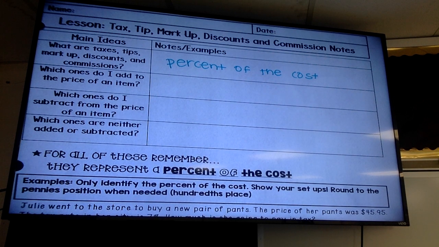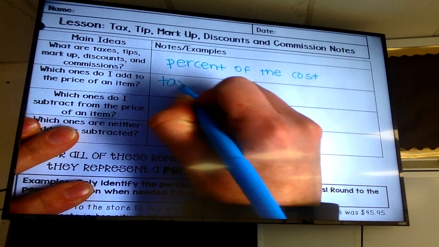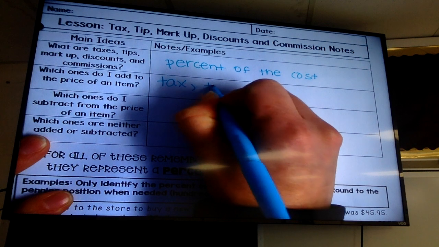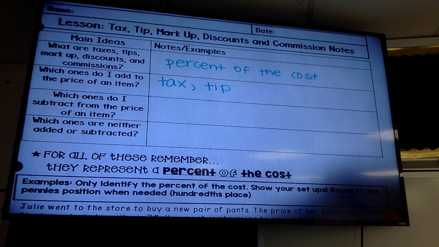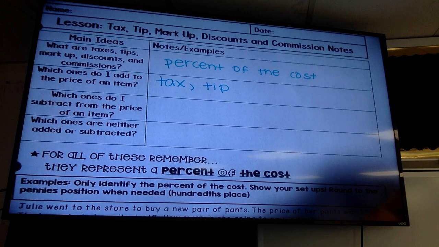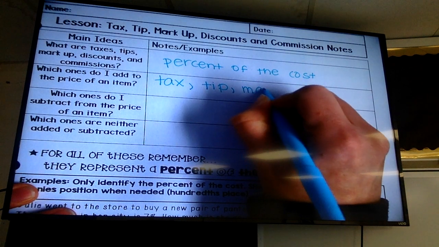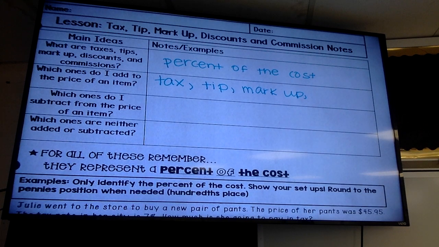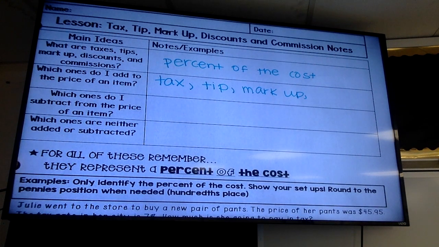So which ones do I add to the price of an item? Well, tax is something that is additional. You pay for the item plus the tax. Tip, that's another one that you would add to the cost of an item. So you go to a restaurant, you have a meal that costs $85, and then you tip them an extra 20%. So that's 20% added onto your bill. Markup, the amount that a store marks up their item so that they make money, that would be an increase. And that's it. So tax, tips, and markup.